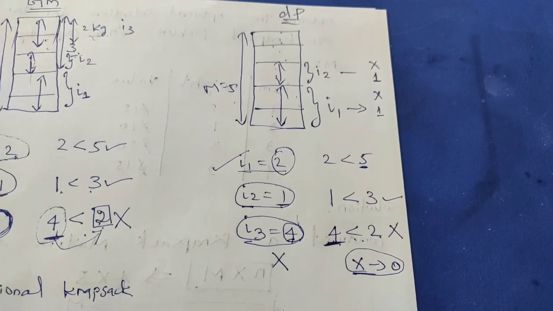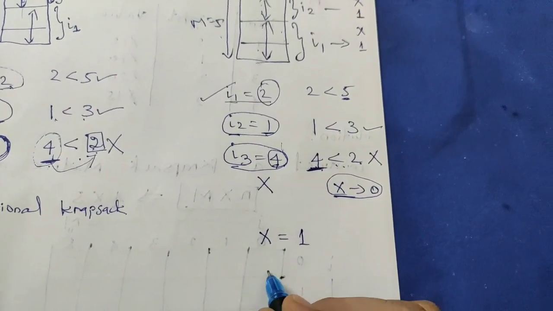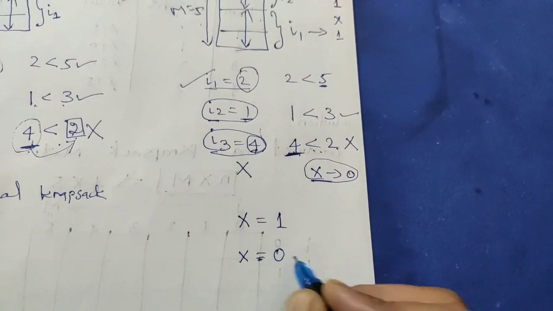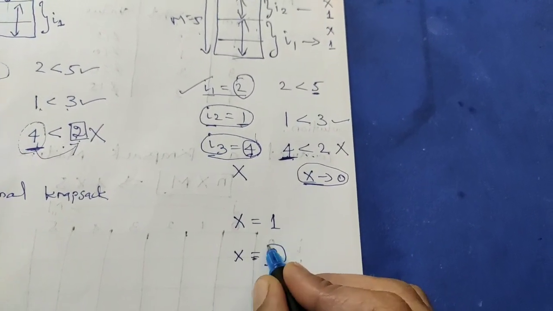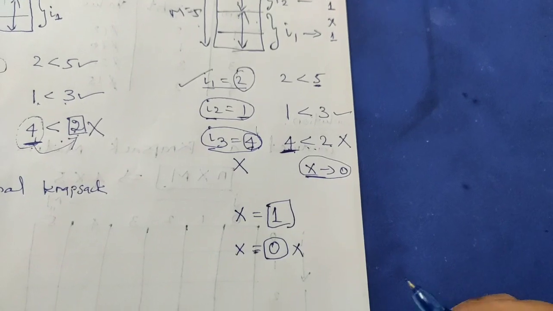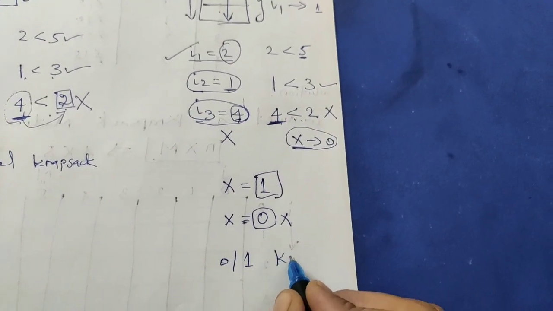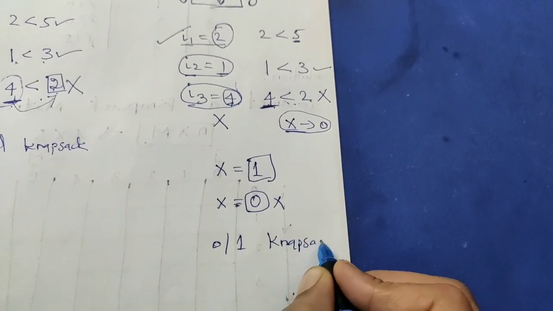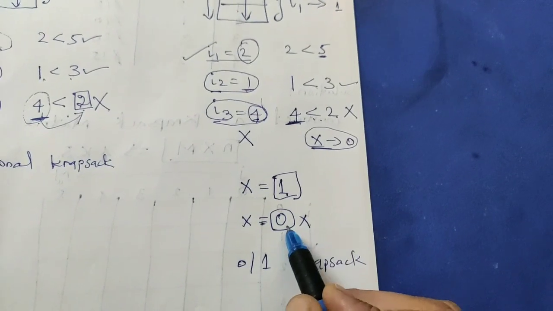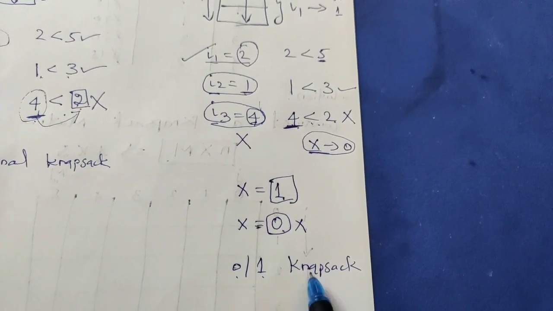If you are placing the item completely into the knapsack, the X value will be 1. If you are not placing the item completely into the knapsack, the X value will be 0. Either include the item completely or leave the item. That is why it is named a 0 by 1 knapsack. Either include the item completely or leave the item completely, so it is named a 0 by 1 knapsack.